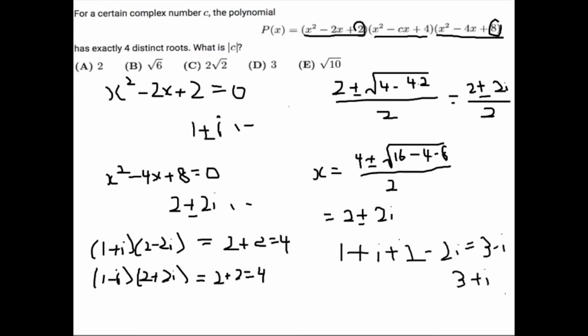You might be asking, if you have a complex number, what does the absolute value of that complex number mean? Well, this means that if you put this on the complex plane, the absolute value of C is going to be the distance between the origin and that point on the complex plane.